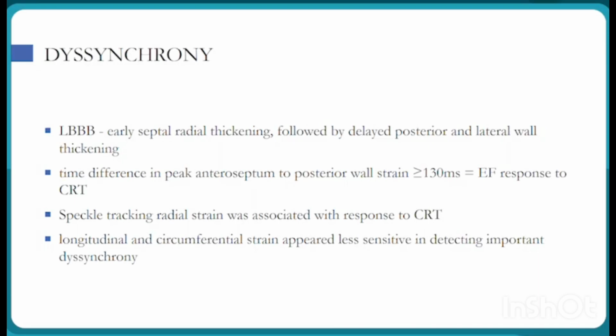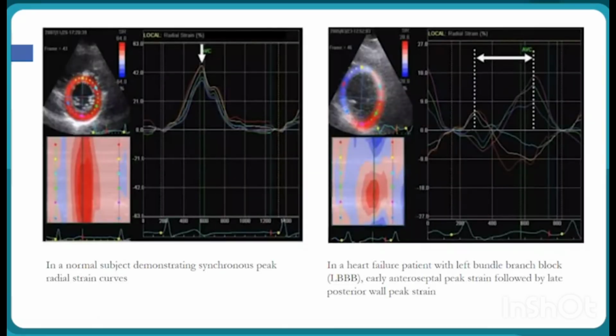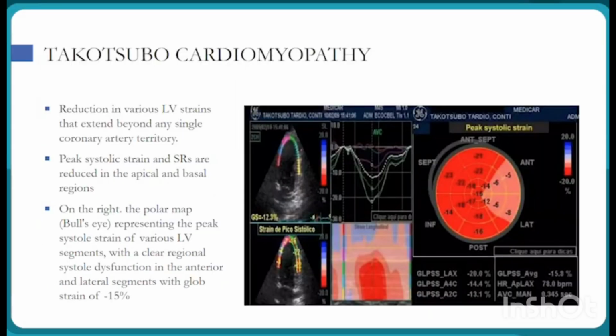to CRT. The speckle tracking radial strain was also associated with good response to CRT. The longitudinal and circumferential strain appeared less sensitive in detecting important dyssynchrony. So you can see in this normal subject, which demonstrates synchronous peaks in radial strain curves, whereas in patients with heart failure with left bundle branch block, there is an early anteroseptal peak strain followed by the late posterior wall peak strain. So radial strain can also be used to assess responders after CRT.